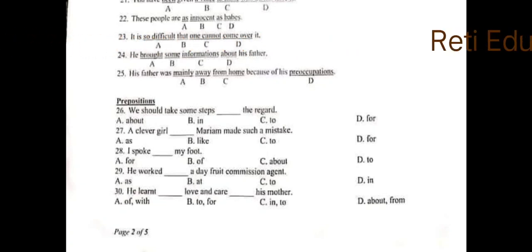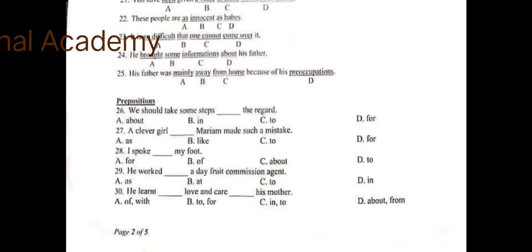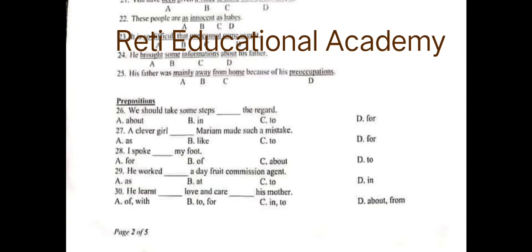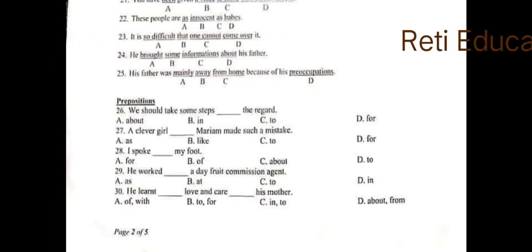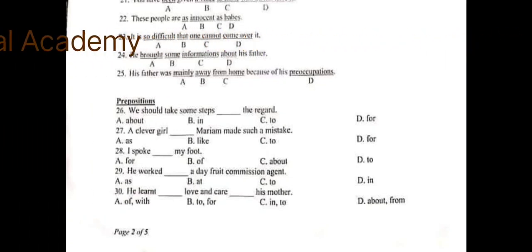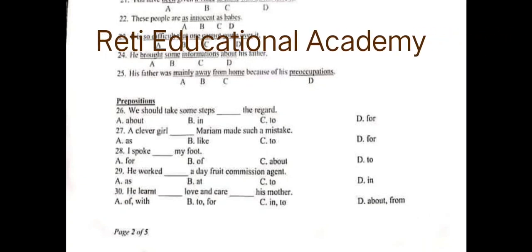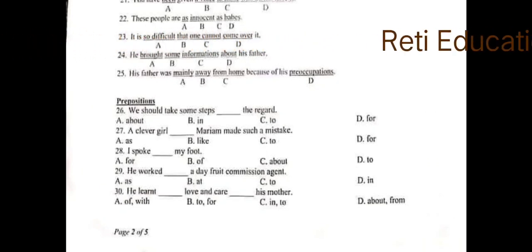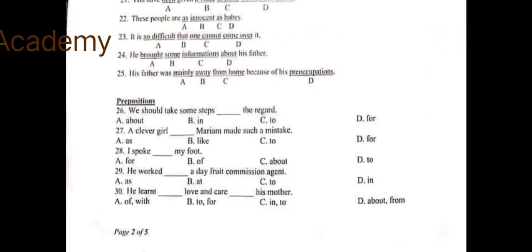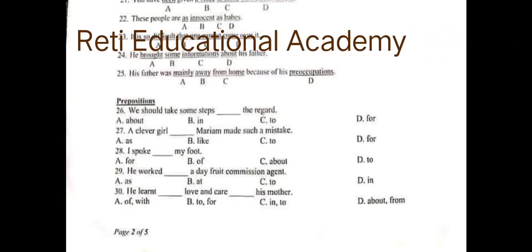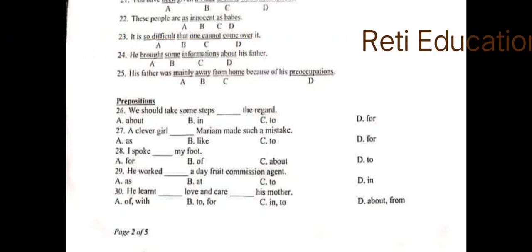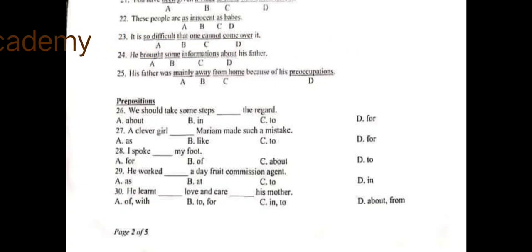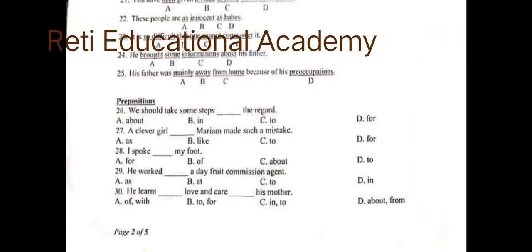Question number 28. I spoke dash my foot. A. For. B. Of. C. About. D. To. And the correct answer is B. Of. I spoke of my foot. Question number 29. He worked dash a day fruit commission agent. A. As. B. At. C. To. D. In. And the correct answer is As. He worked as a day fruit commission agent.